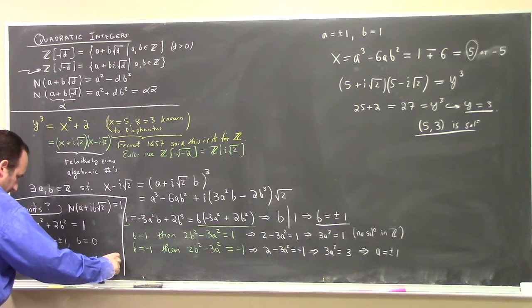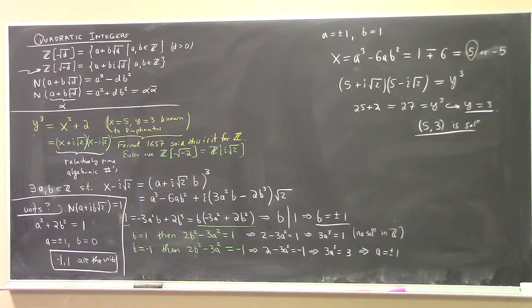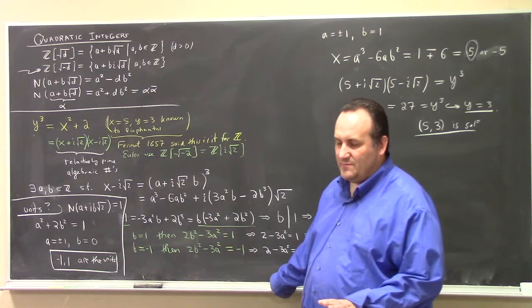In contrast, we had what? We had four units in the Gaussian integers. So that's another thing that will vary as we go from case to case, as we look at algebraic numbers. Different cases have more or fewer units. They always have at least 1 and minus 1. That's not debatable.